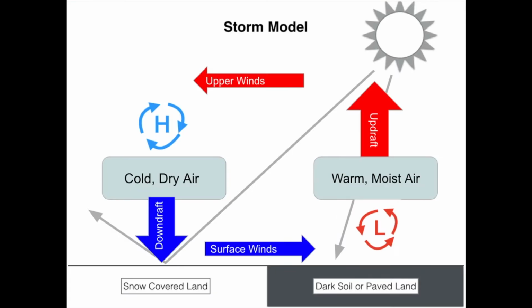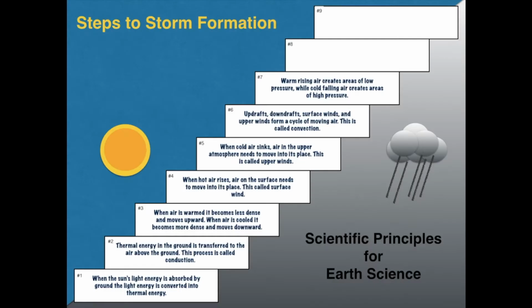The cold, dry air sinking in the downdraft creates an area of high pressure. Think about it as if you were on the ground. The downdraft will be pushing on you and you would feel that pressure. Versus the warm, moist air is moving up in an updraft. So think about it as air is being lifted off of you, and therefore this is an area of low pressure.